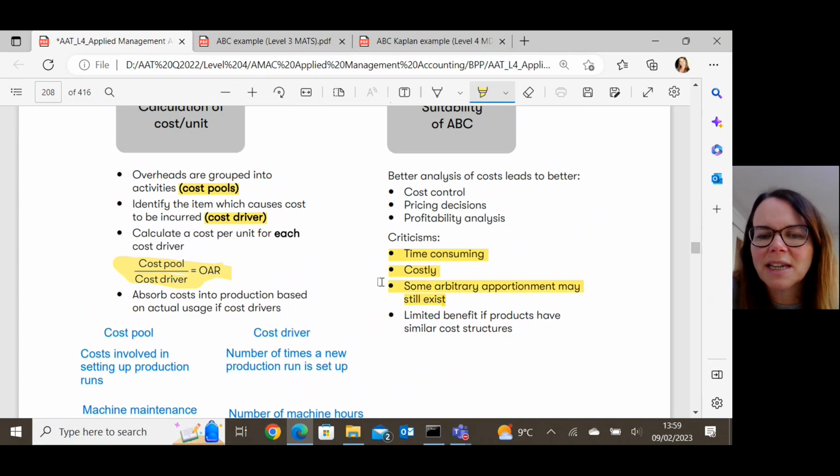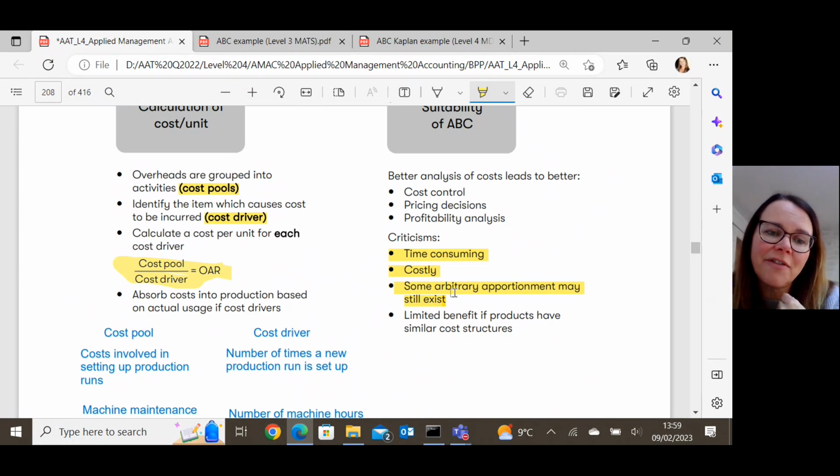You might just still have to say, well, look, I've got this overhead. It's just too confusing. It's taking too long to work it all out like this. So there might still be some arbitrary apportionment, which means it's not particularly driven by activity. Like in my examples, there might be an overhead and you just go, do you know what, I will just share that out by the number of units because it's the easiest thing to do. So that's what that criticism is all about.